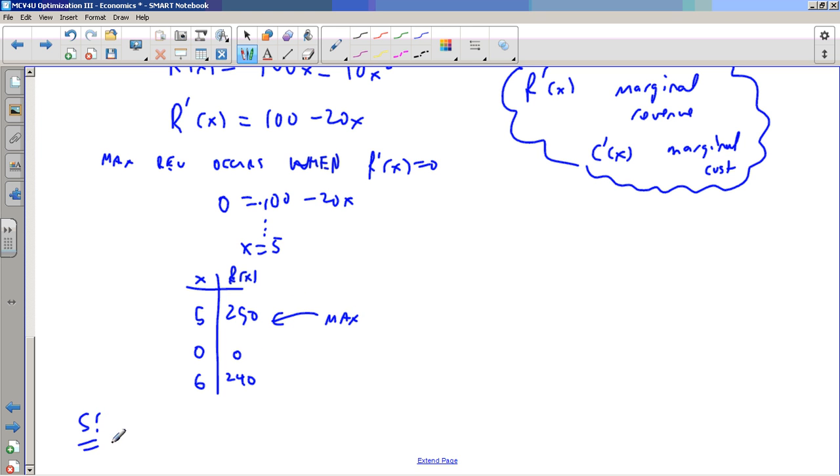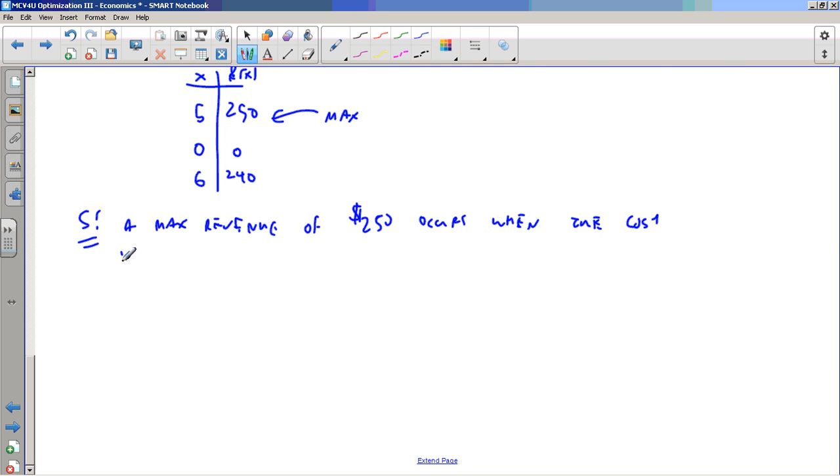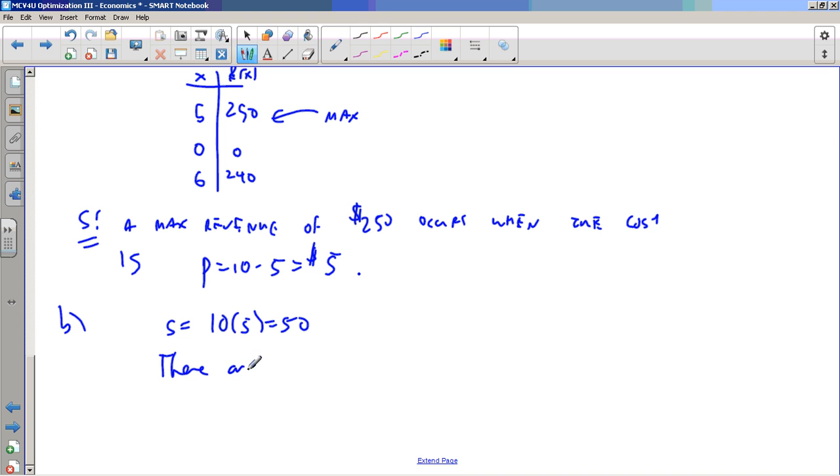So what's my conclusion? A. A max revenue of $250 occurs when the price equals 10 minus 5, $5 tickets. B. The question was what number of seats, if any, will be empty? Well, the number of seats sold is just 10 times 5, which is 50 seats, but we had 60 on the bus. There are 60 minus 50 equals 10 empty seats.